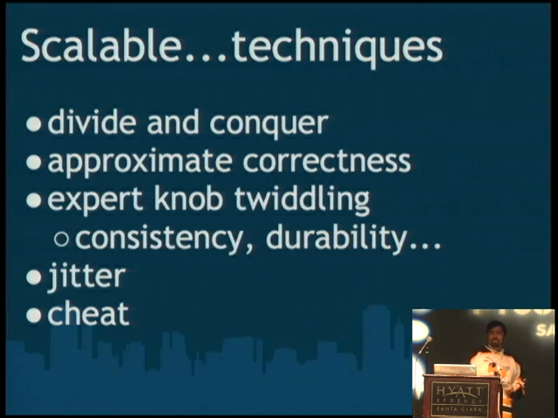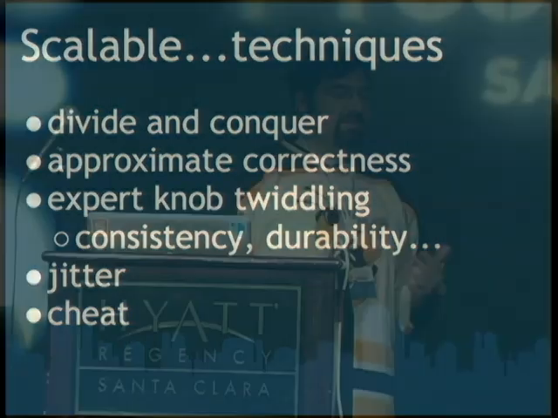Approximate correctness is another one of my favorite techniques. This is one of the first rules of systemantics: the state of the system is that which is reported to be. So if you can't tell that your system is fundamentally skewing and inconsistent from the user perspective, then it's not.